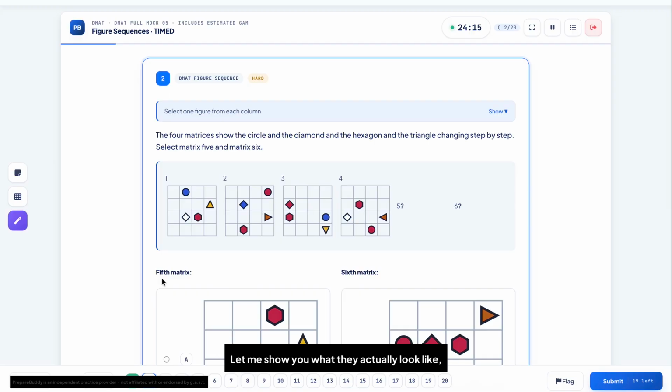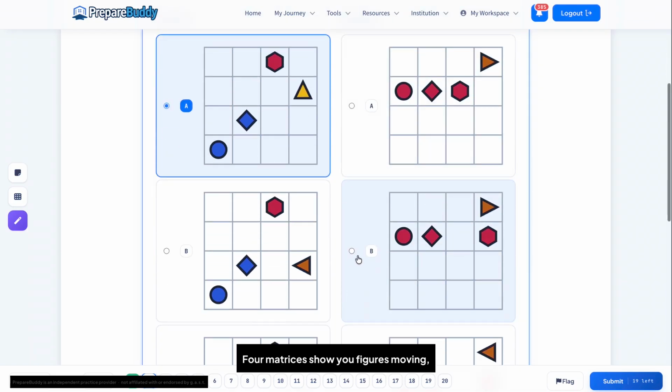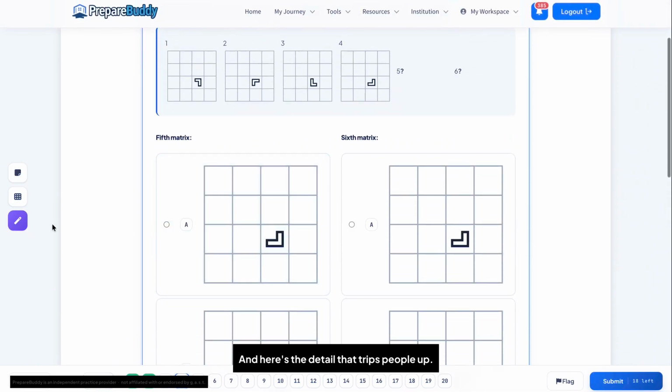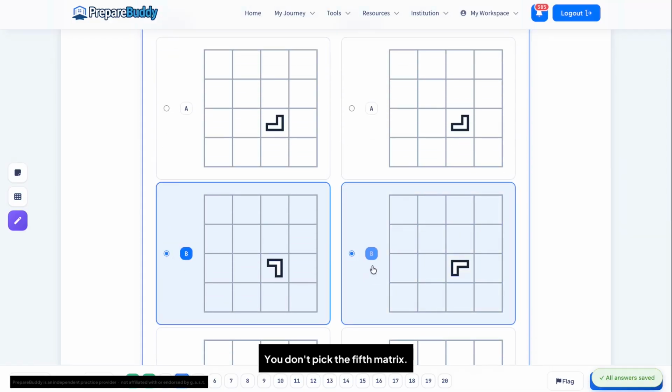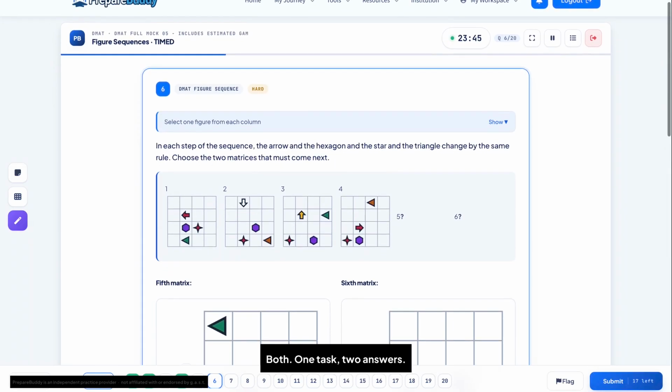Let me show you what they actually look like inside our platform, where we've rebuilt the exam interface task for task. 4 matrices show you figures moving, rotating, and changing color by fixed rules. And here's the detail that trips people up. You don't pick the 5th matrix. You pick the 5th and the 6th. Both. 1 task, 2 answers.